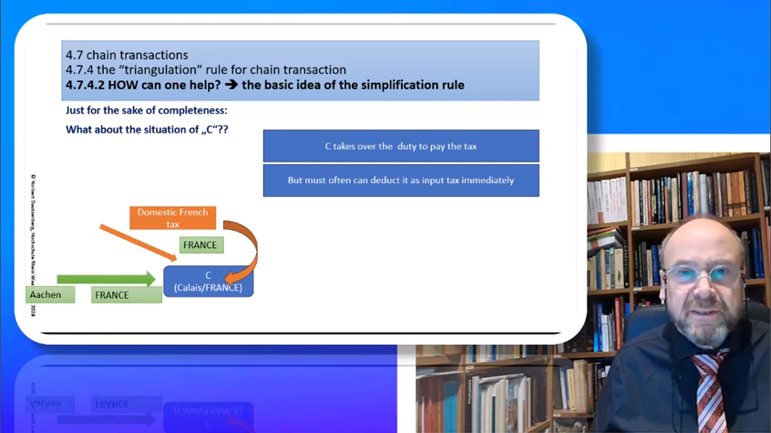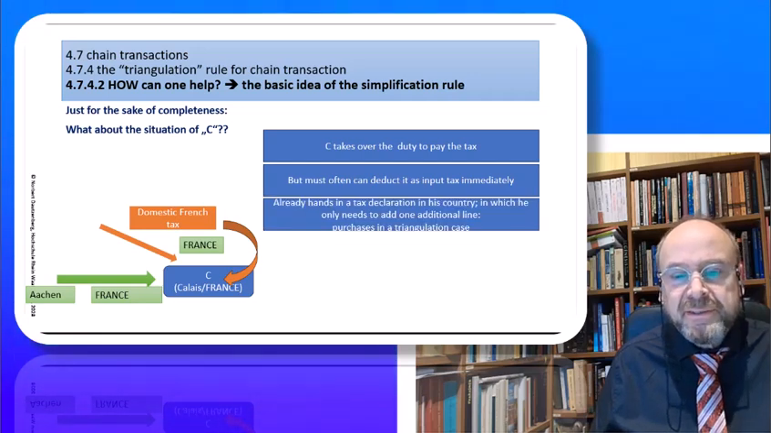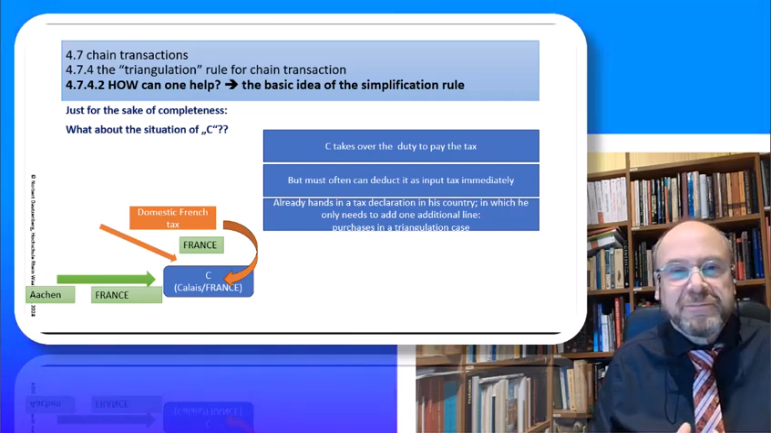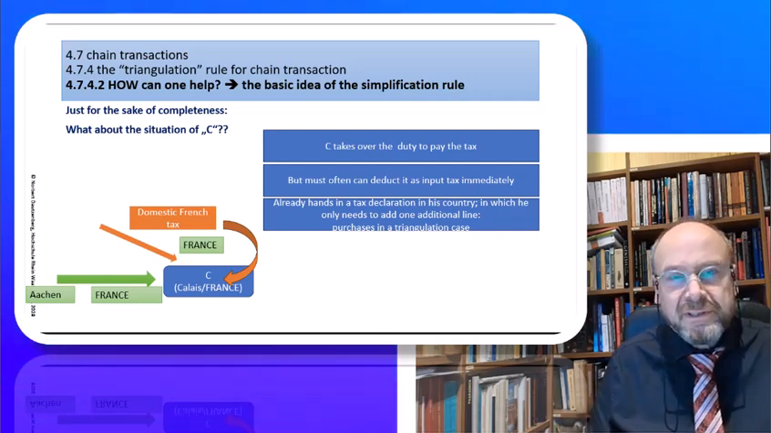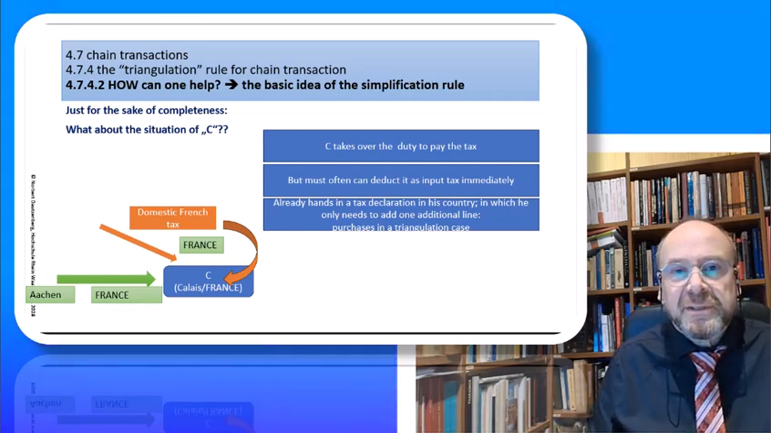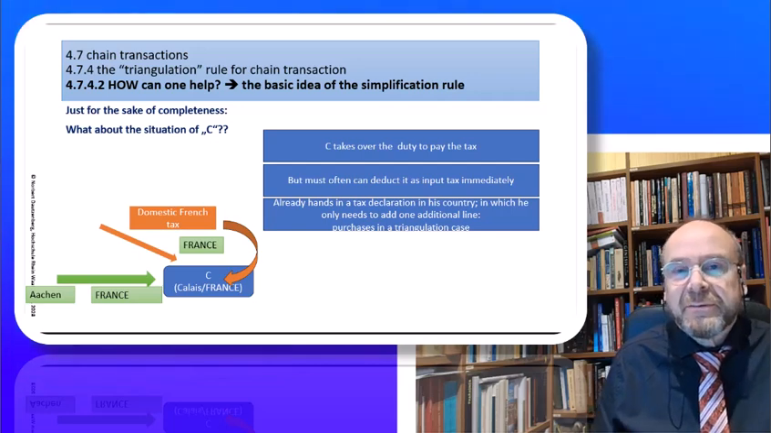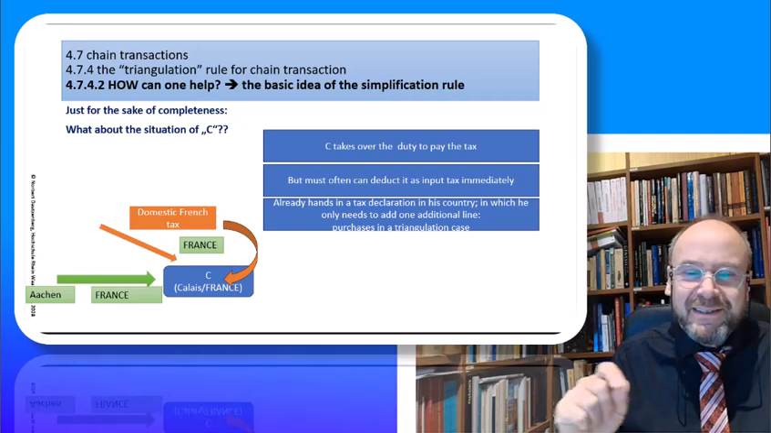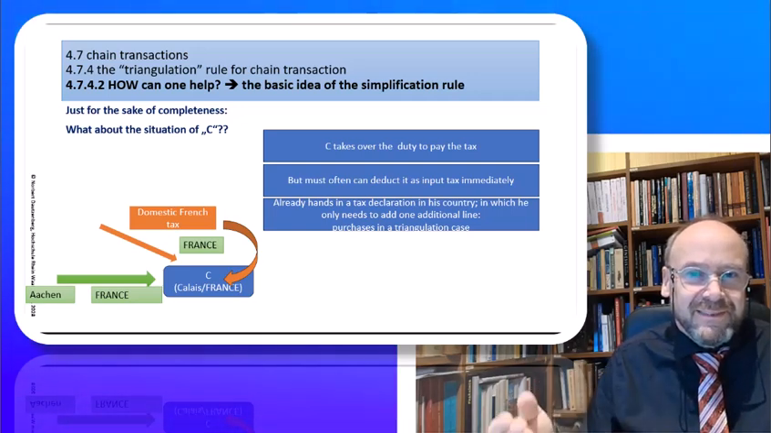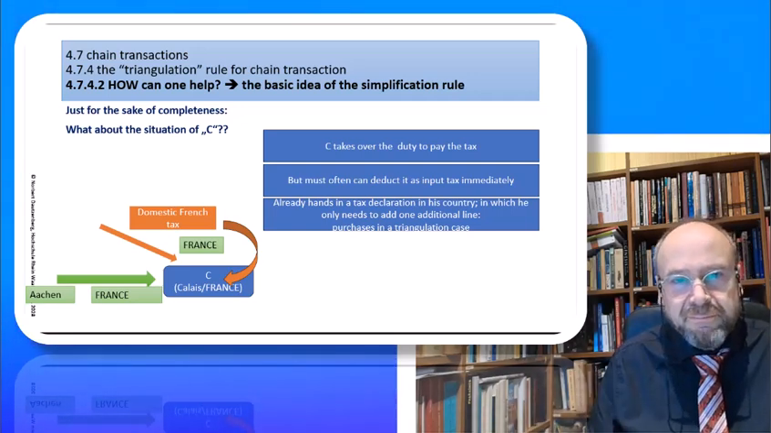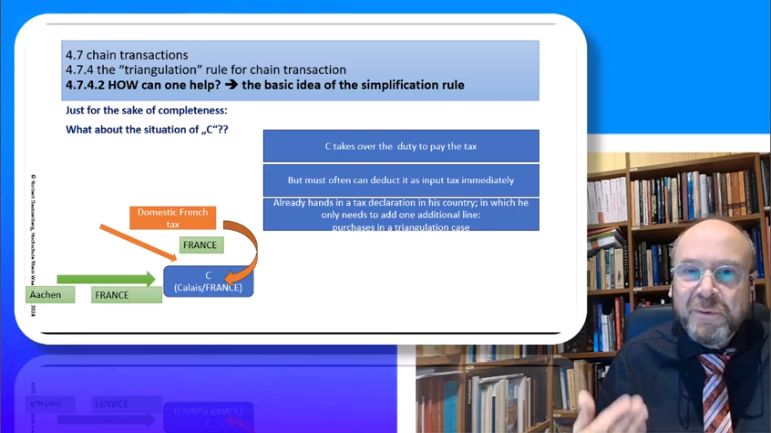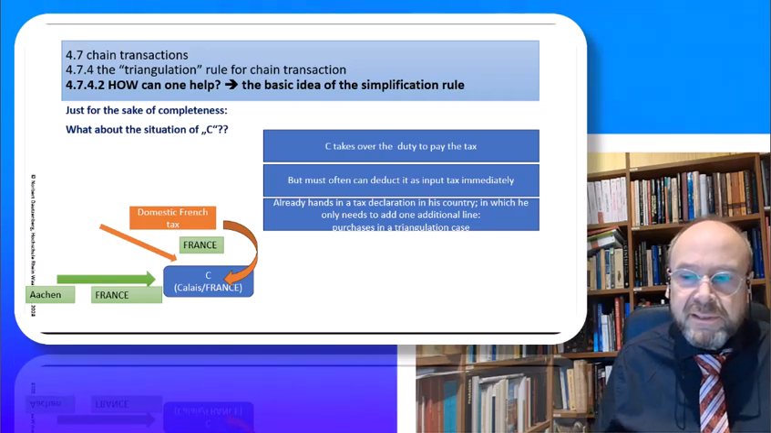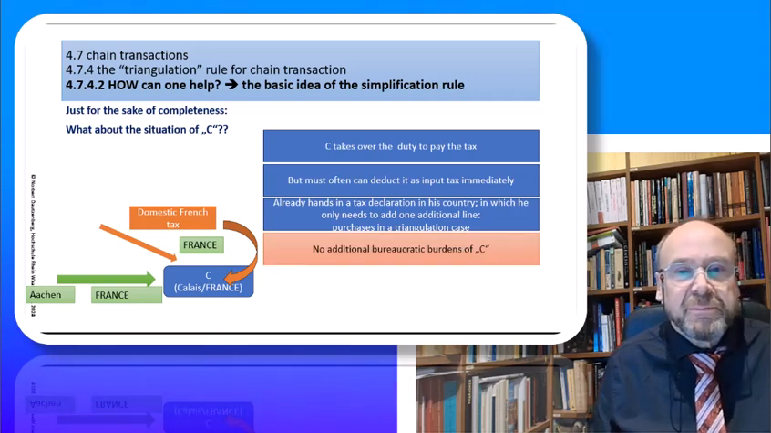Then very often he can deduct it as input tax directly. So for him, probably it has no negative liquidity effect or bureaucratic effect because he already hands in the tax declaration in his own country. So he would only have to add in an additional single line to fill out the answer to one question: did you acquire things during a triangulation constellation? That's no additional bureaucratic burden.